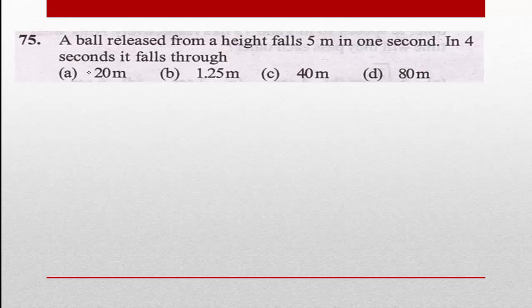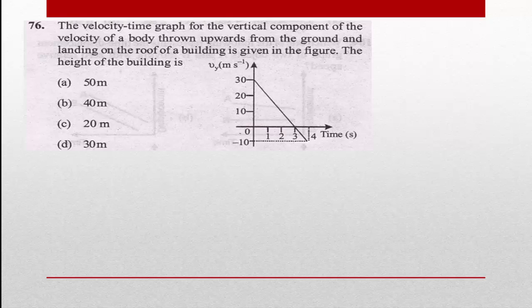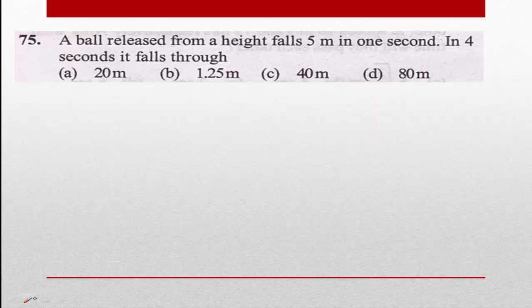Okay, thank you. The next question is, a ball is released from a height. The ball is released from a height, falls 5 meter in 1 second. In 4 seconds, it falls through what distance? Suppose I consider this is the surface of the earth and this is the tower. The height of this tower is 5 meter. The ball is released from this height and falls 5 meter in 1 second.